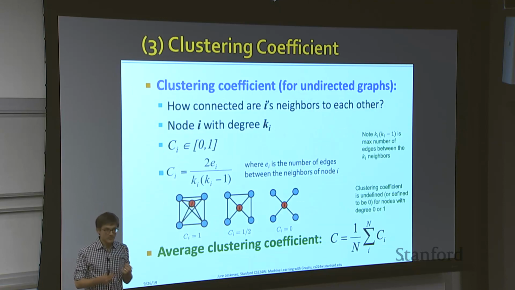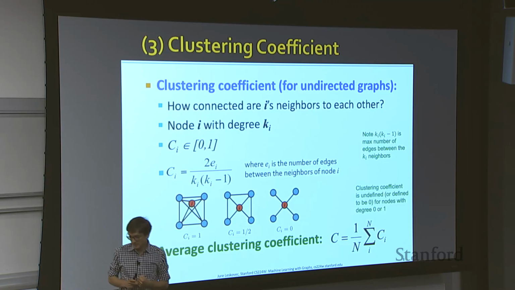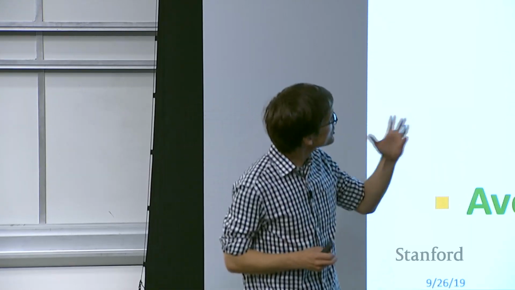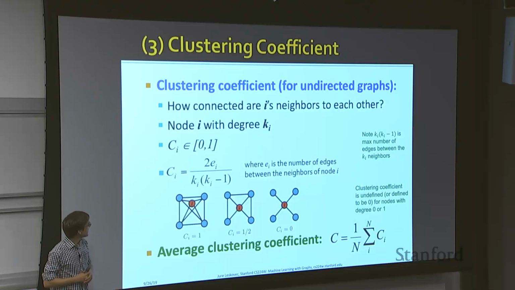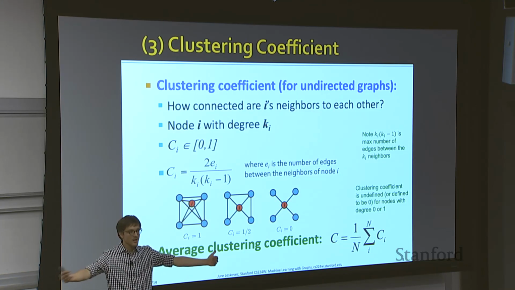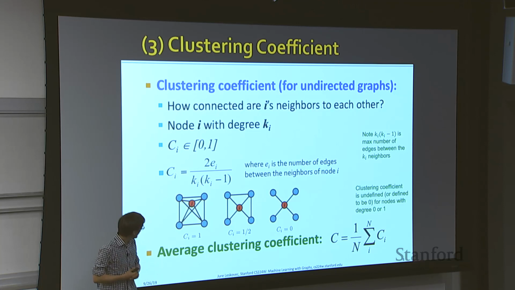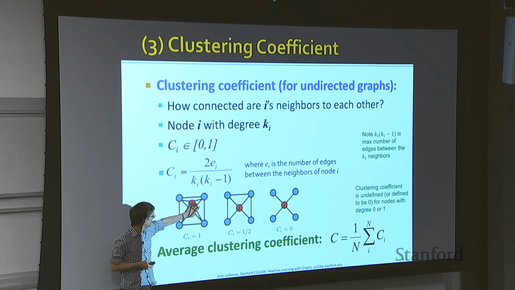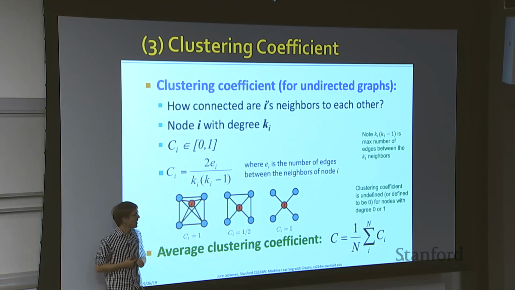The second one, the motivation really comes from social science, and this metric is called the clustering coefficient, and it's essentially only defined for undirected graphs. And the question that it tries to answer is how connected are one node's neighbors to each other, okay? So the idea is that for every node I, we are asking its neighbors, its friends, how much do they know each other, right? So if you say this is the node I'm interested in, this would be the node that has a very high clustering coefficient because all of its 4 friends are connected to each other.